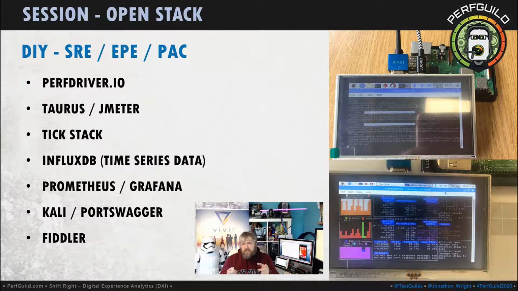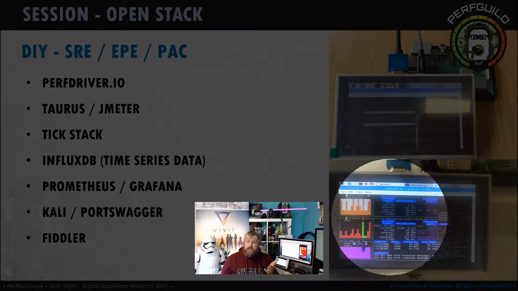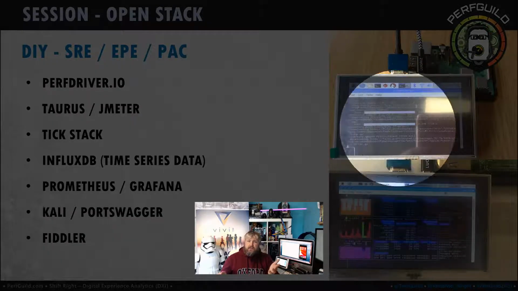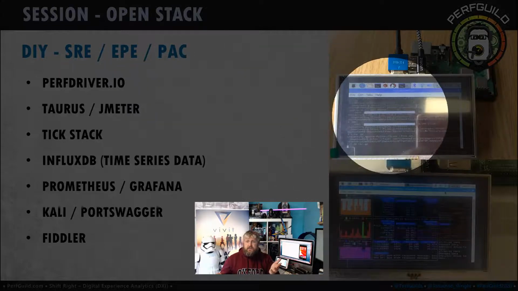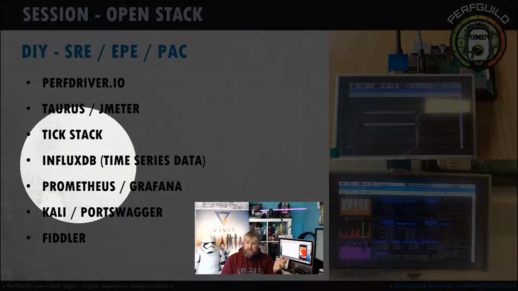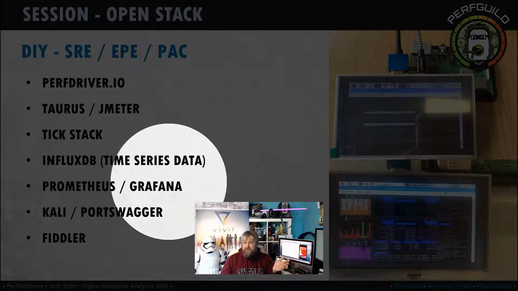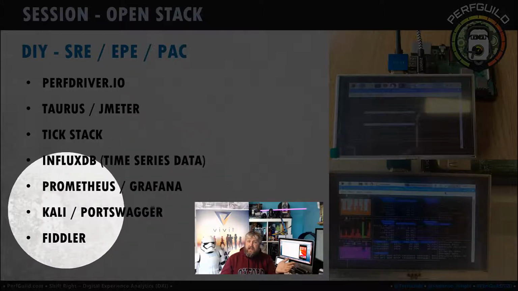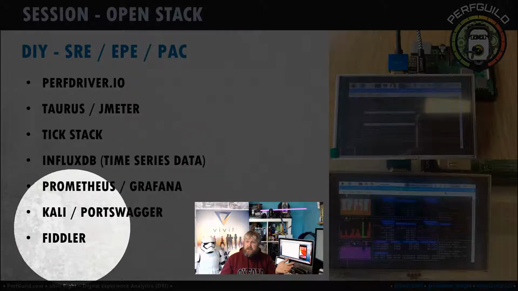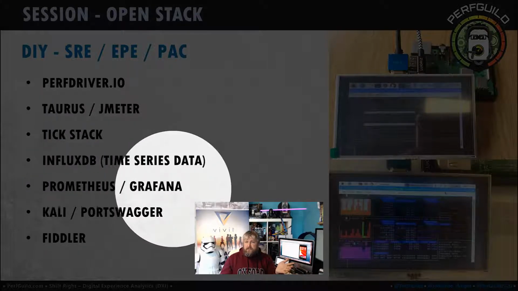But you're going to be able to run this on an OpenStack. So like I said, it should run on a Raspberry Pi. I'm going to be talking about Taurus. And I'm also going to be talking about JMeter, which is on the right hand side. We're going to talk about the TICK stack, which includes InfluxDB, which is a time series database, Prometheus, of course, and Grafana. And then we're going to talk about Kali and Portswigger. And also we're going to be using Fiddler. All of this stack is available open source.